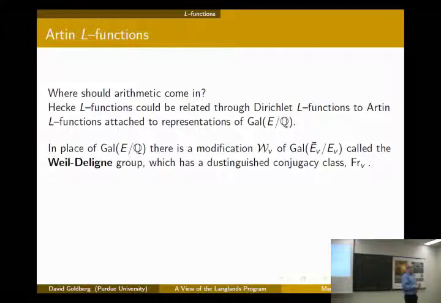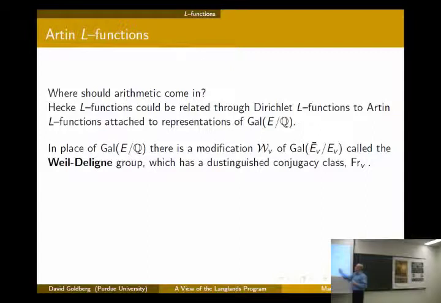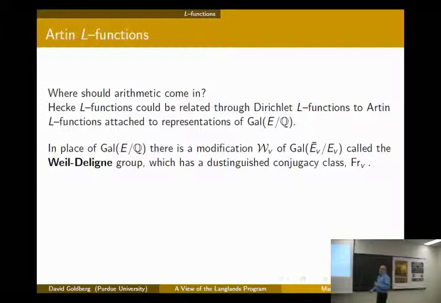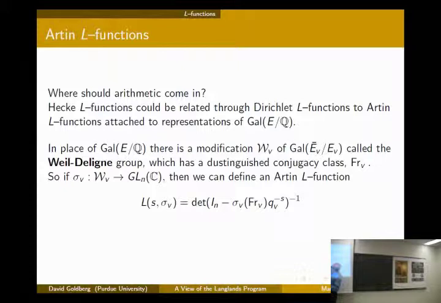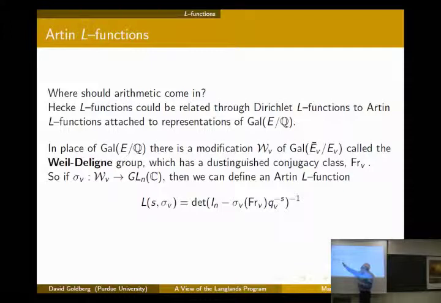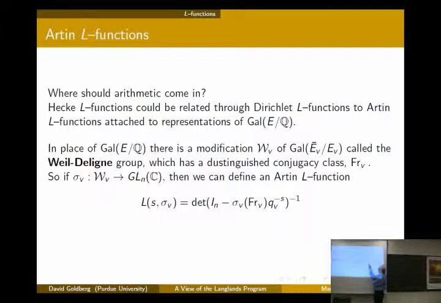And certainly in the case of a local field, you know that there's a distinguished conjugacy class. So if v is Archimedean, of course, it's just complex conjugation, but if it's not Archimedean, with Q_p, it's just x goes to x^p. So if I have a homomorphism from my Galois group to GL_n, so it's a degree n representation, then we can define this very important thing called an Artin L-function, and that is essentially the characteristic polynomial associated with what's called the Frobenius class. That's why we use Fr for this distinguished class.